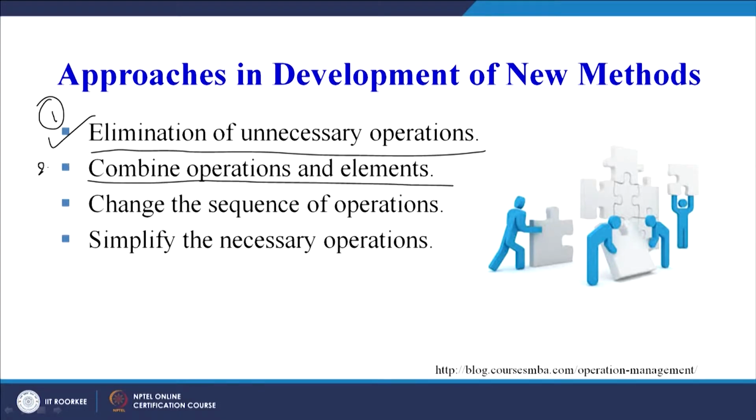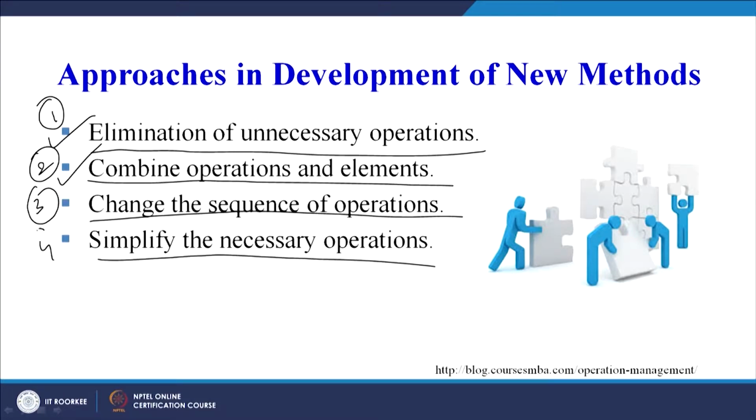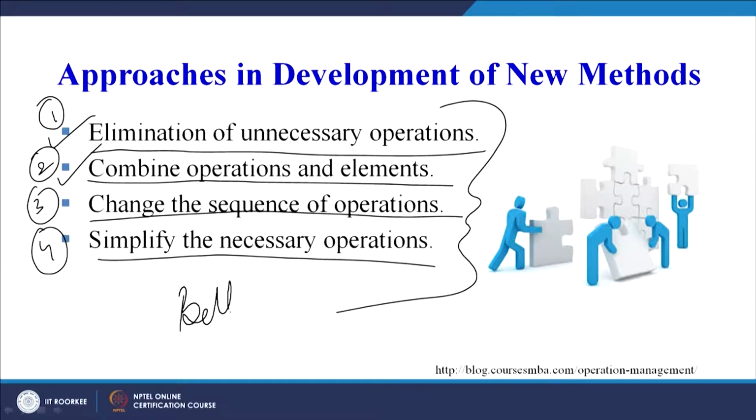Wherever possible, we would like to combine the operations and elements. Already I have explained this. Change the sequence of operations, number 3. Simplify the necessary operations, number 4. So if we focus on these 4 things, very easily we will be able to develop a better method of doing the job, and that is the target of method study. So we can think that these can be the guidelines which will help us to differentiate among the alternatives that we have identified after the critical examination.